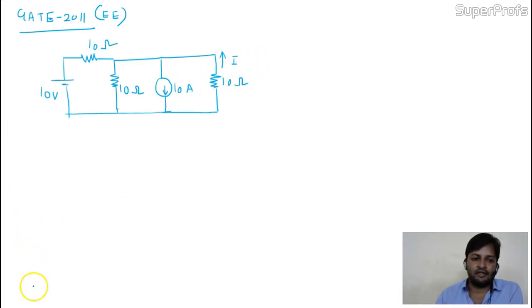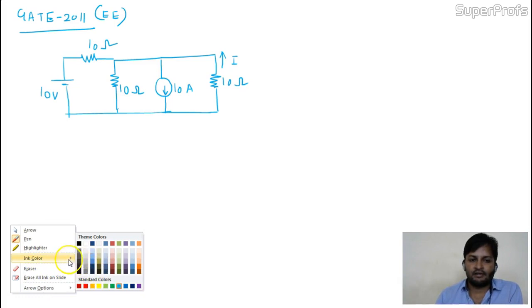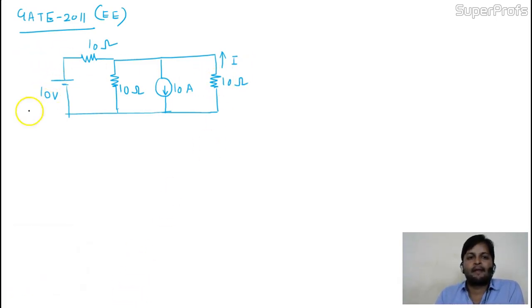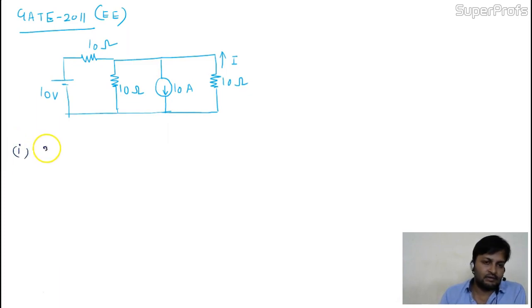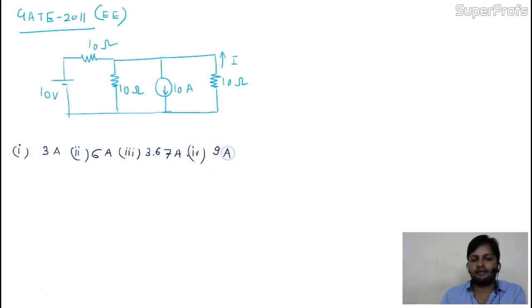Okay, let me change the pen. Your options are: first, 3 ampere; second, 6 ampere; third, 3.67; and fourth, 9 ampere. These are the options you have. So what are you going to do? Will you apply KVL or KCL? Either one you can apply, it depends on you.